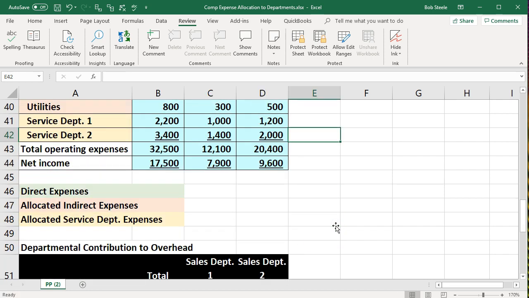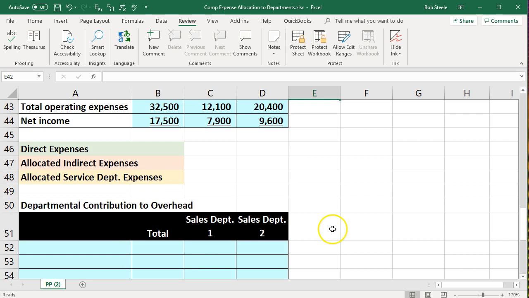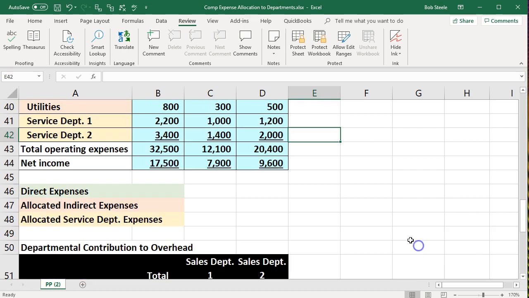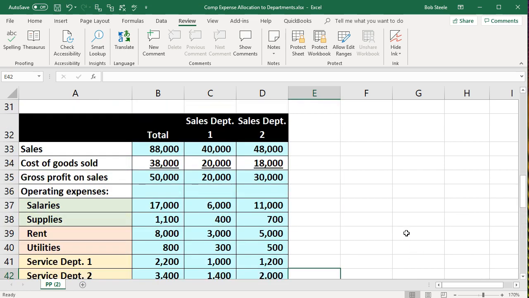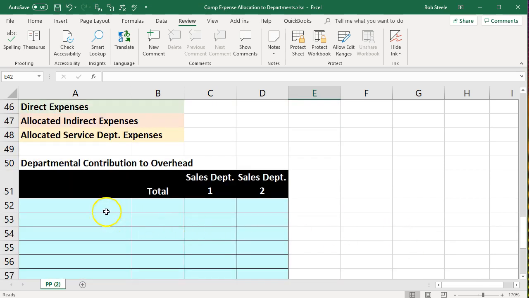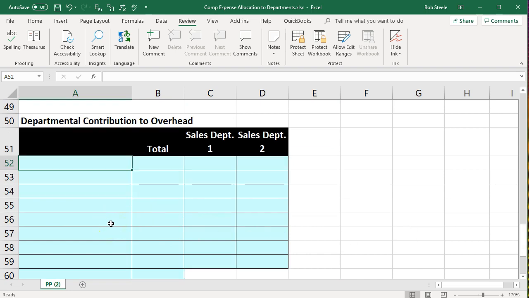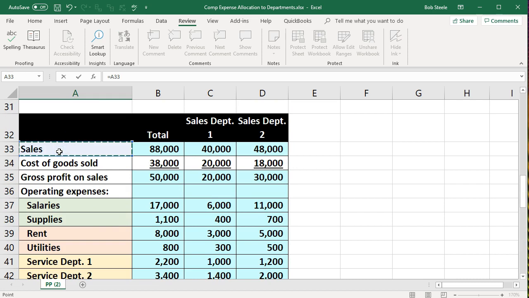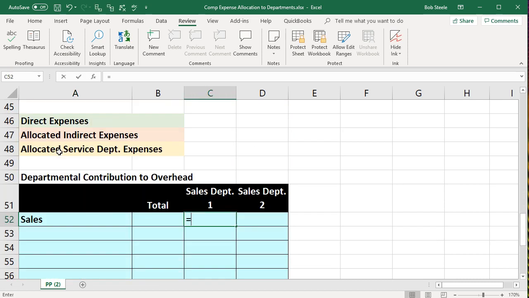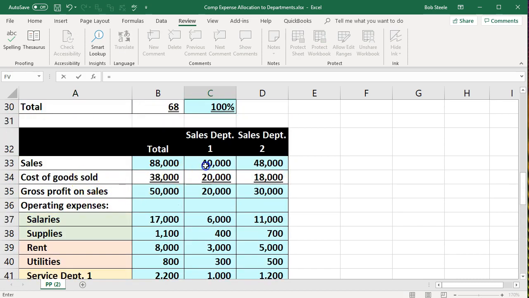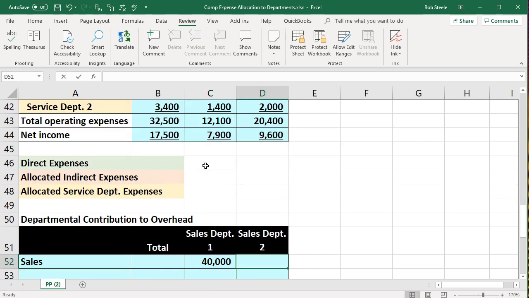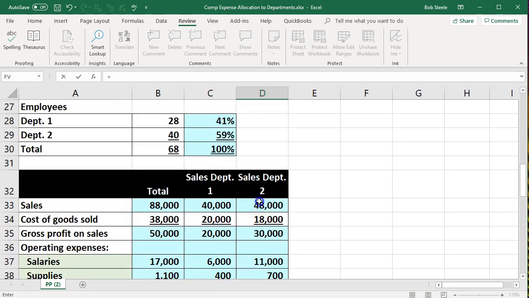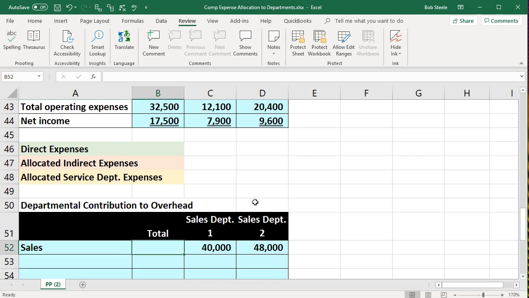So the next thing we can do is we can take a look at this in a departmental contribution to overhead type of format. We'll just basically reformat this information a little bit differently. So this is another way we could see this information. So we're going to start off with the sales, same starting point. Tab. I'm going to say sales department 1 is going to be the same number. Sales department 2, same number. We'll sum that up. Same format.